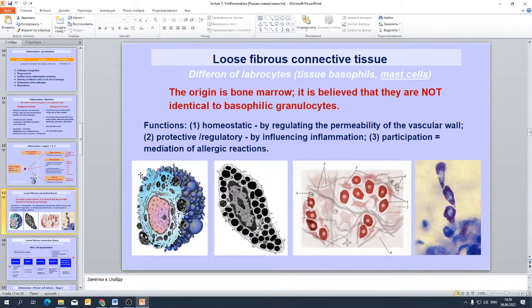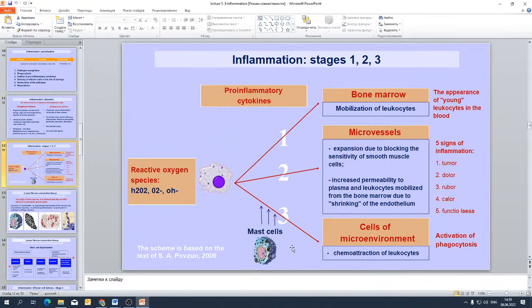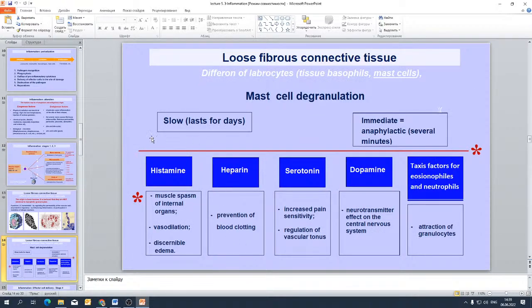For example, you look at this. Why is the macrophage needed? For constancy of the internal environment of the organism. And then, if there is cytokine, you see mast cells, and mast cells contain granules with mediators, and then degranulation forms. Mast cell degranulation, and you see the names of different substances: histamine, heparin, serotonin, dopamine, and other factors.